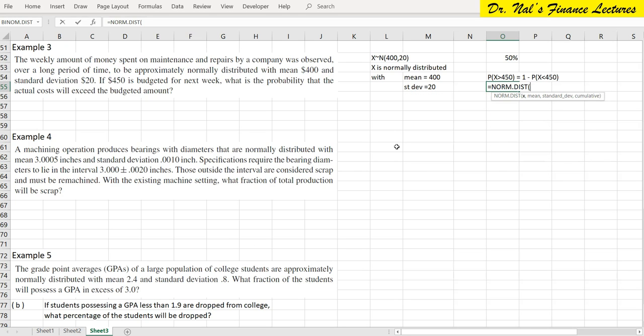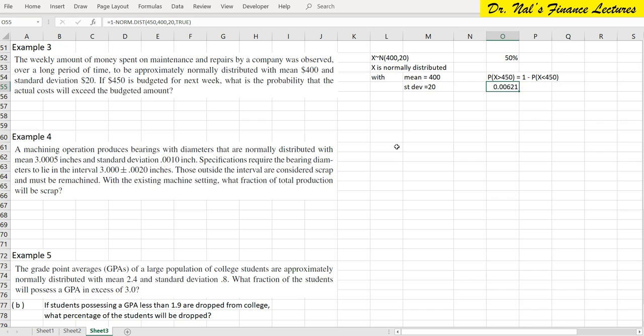dist, the area to the left of 450, given that the mean is 400, the standard deviation is 20, and this is true. Oh, sorry, I forgot the 1 minus. I wrote it above and then I forgot. Okay, there you go. So very, very unlikely, right?